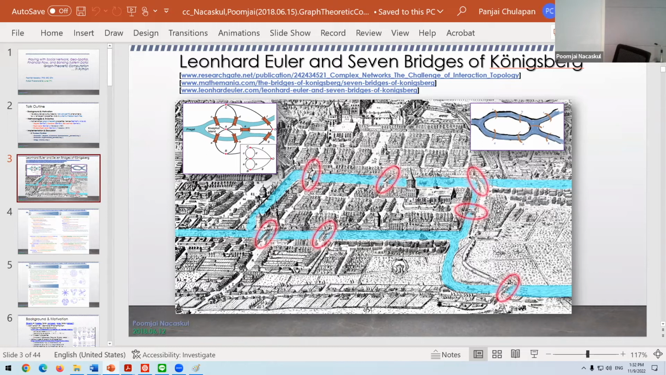It's kind of like a riddle from, I guess, hundreds of years ago. The question was, can you actually cross all 7 bridges once? Not once, but you cannot repeat the path, something like that.